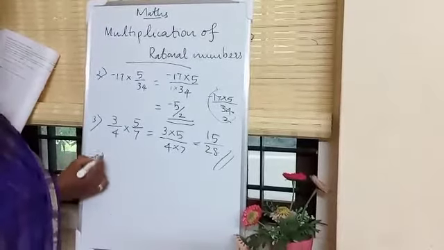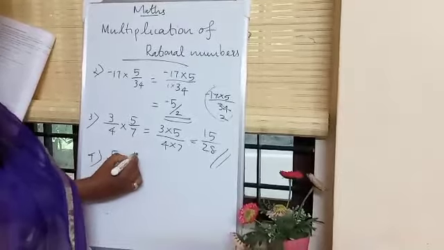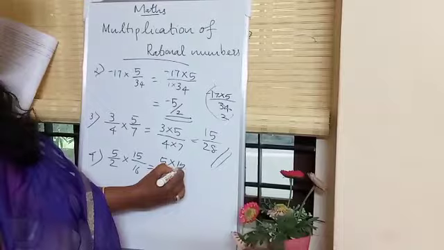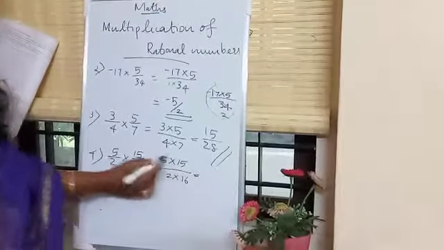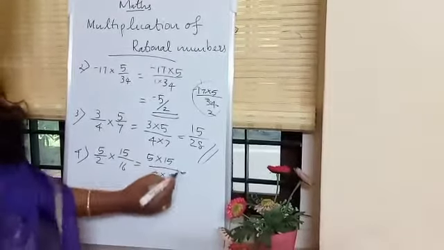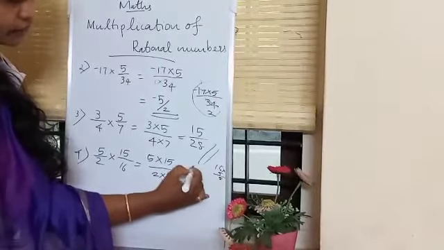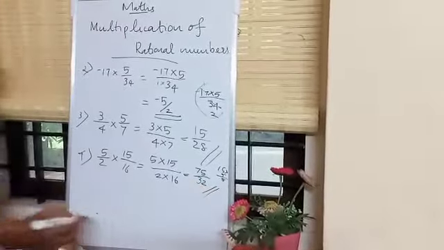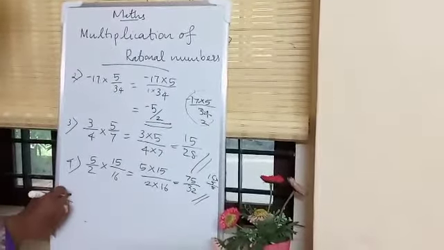Fourth question. 5 by 2 into 15 by 16. 5 into 15 by 2 into 16. Can we simplify here? No. 5 into 15 is equal to 75. 2 into 16 is equal to 32. Okay. Next question.